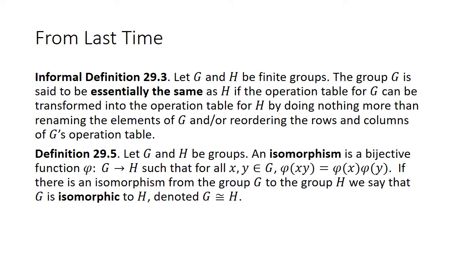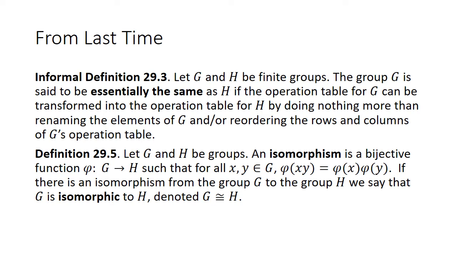Okay, these are the most important definitions from last time. We talked about the concept informally of groups being essentially the same. Informal definition 29.3: let G and H be finite groups. The group G is said to be essentially the same as H if the operation table for G can be transformed into the operation table for H by doing nothing more than renaming the elements of G and/or reordering the rows and columns of G's operation table. So that was the informal concept, and then we built up to a formal definition.